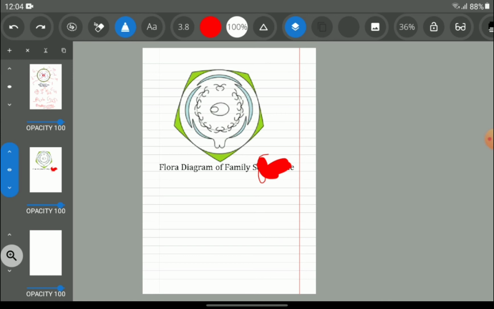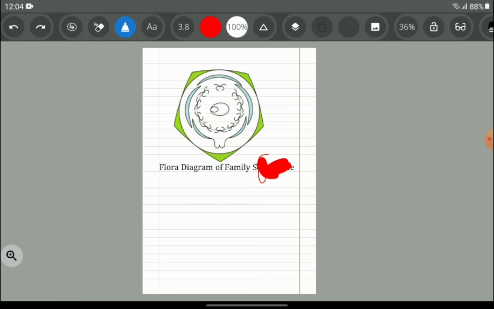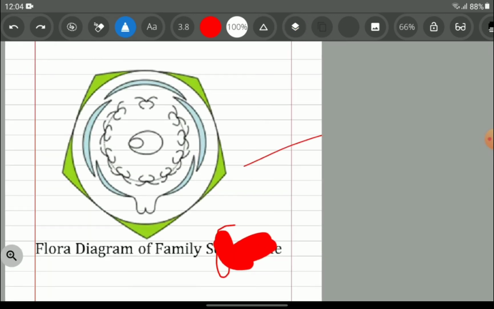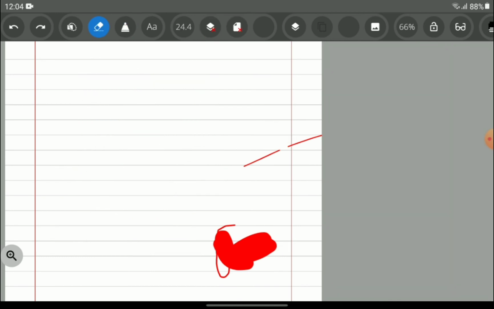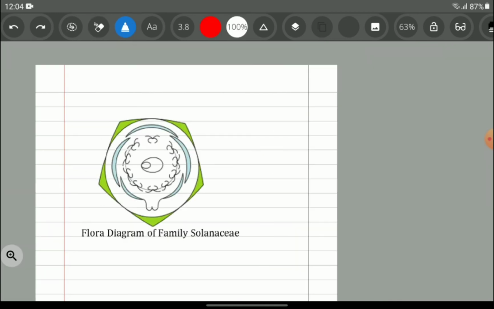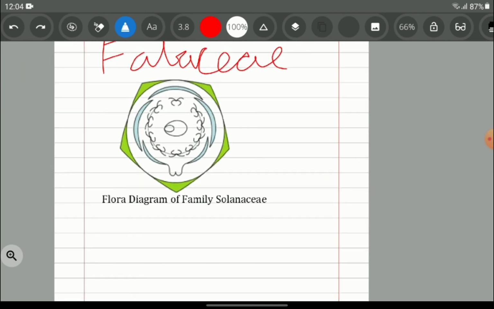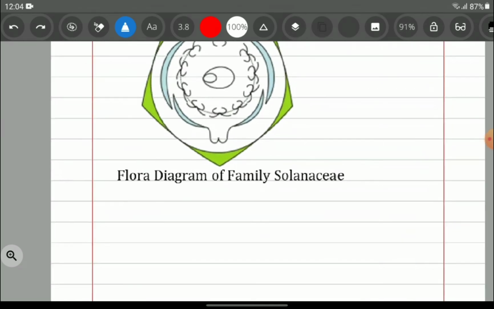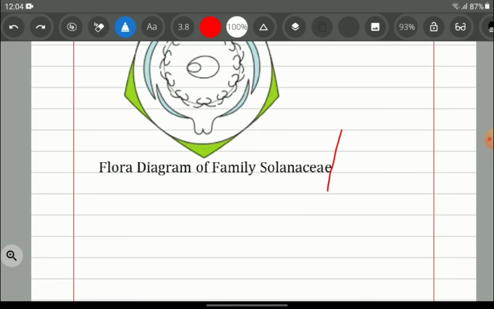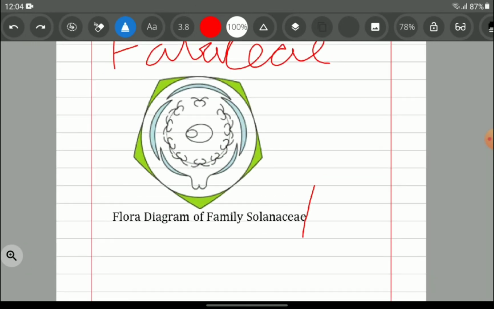This would be a very good exercise for our minds. So starting with the floral diagram. We have the floral diagram of this family, that is the family Fabaceae. So let me write over here Fabaceae. My handwriting is not that good, please adjust with it. So the family Fabaceae. The first thing is about the symmetry. So what do you think about the symmetry of this diagram?